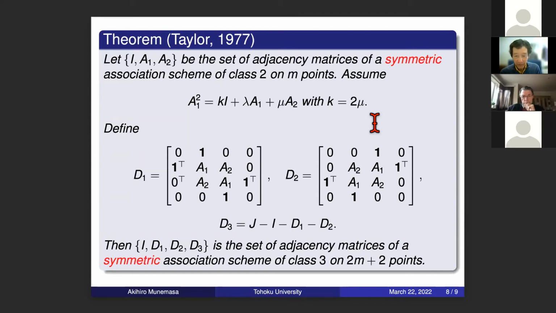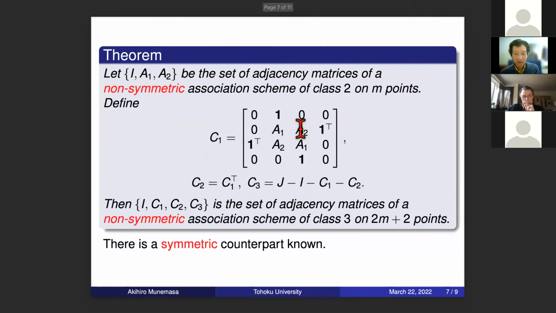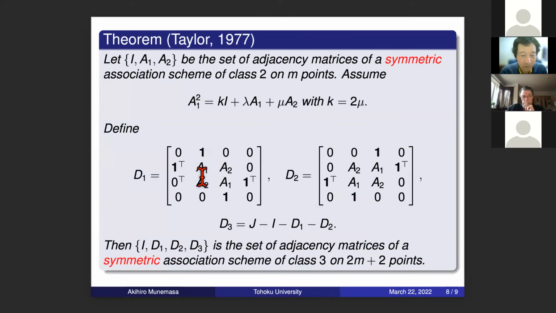So under this condition, we define matrices D1, D2. It's in a quite similar fashion, but we want the symmetric matrix, so it's slightly different from the non-symmetric counterpart. Here, the position of the all-ones vector is deliberately different in terms of row and column to make C1 non-symmetric, but D1 is symmetric.